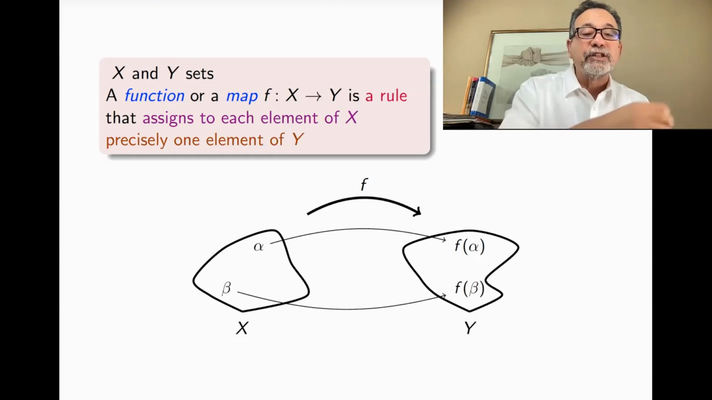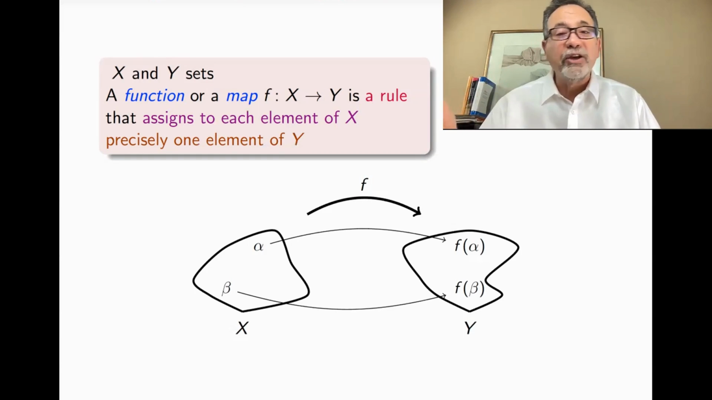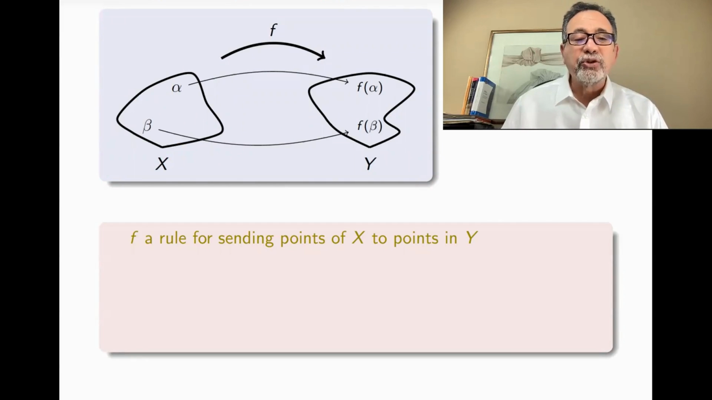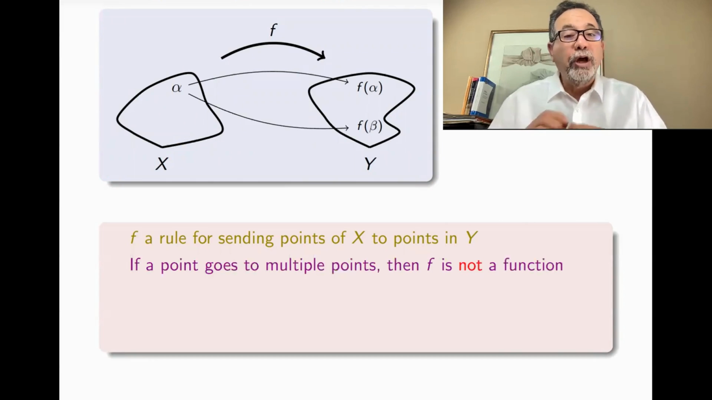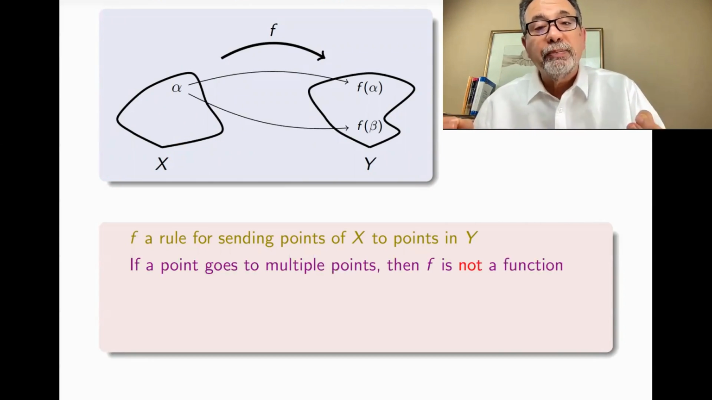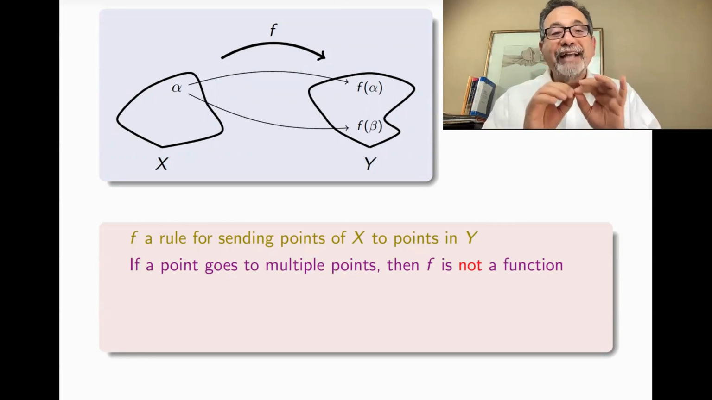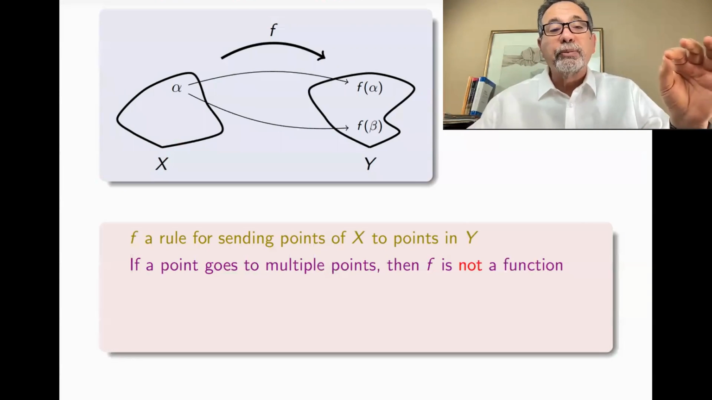So this is the way we think about it, that we've got X over here, Y over there, and F is sending things from X to Y. Every element here goes somewhere in Y. A function F is a rule for sending points of X to points of Y. If it happens that one point is actually going to multiple points, then you don't have a function. That's what the definition of function is requiring you not to do. You cannot send one element of X to multiple places.